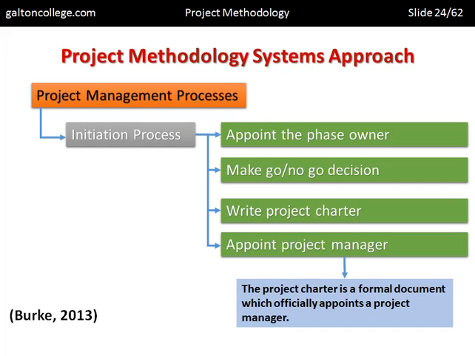Then appoint a project manager. Now, this is not necessarily the phase owner. The phase owner may be a senior member of management, but appoint a project manager. The project charter is a formal document which officially appoints a project manager. The project manager will be responsible for the delivery of the project.